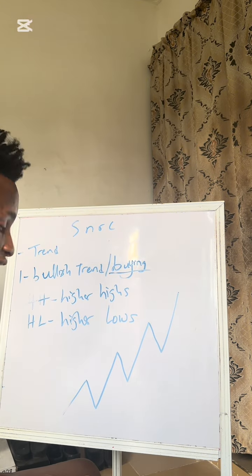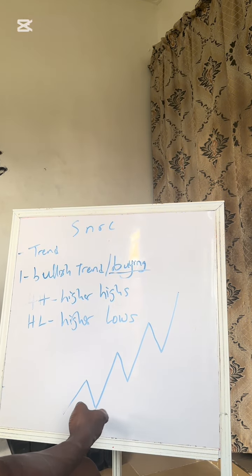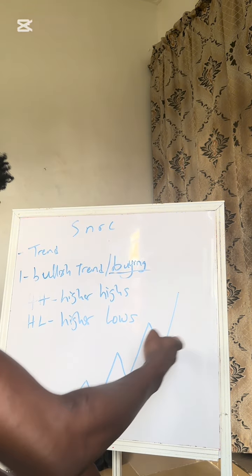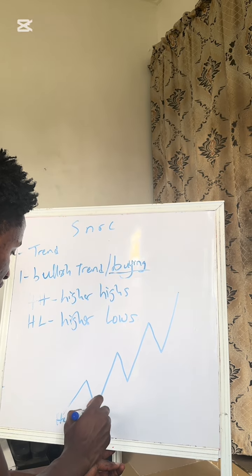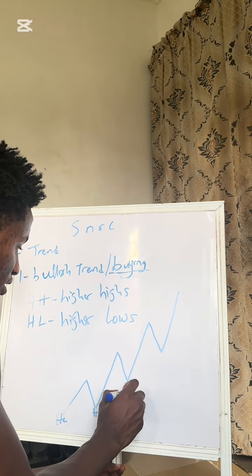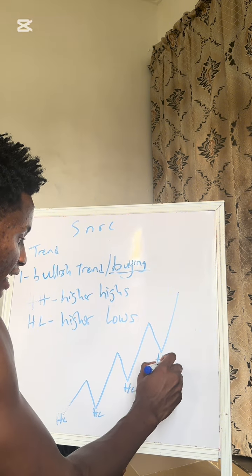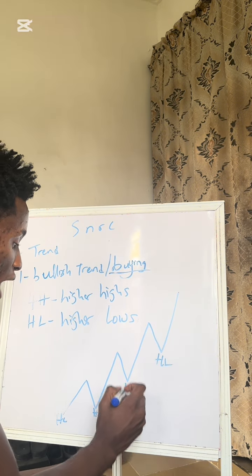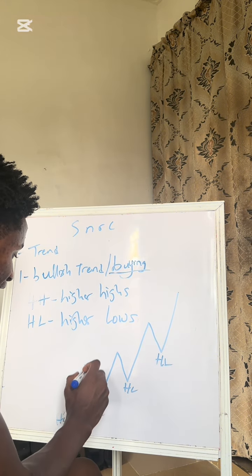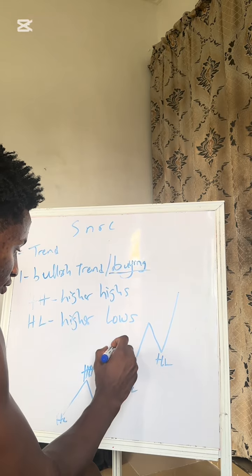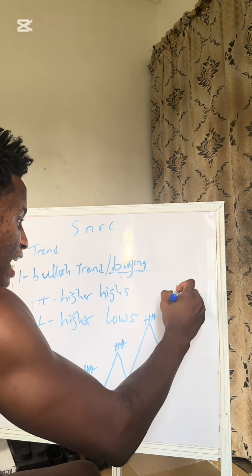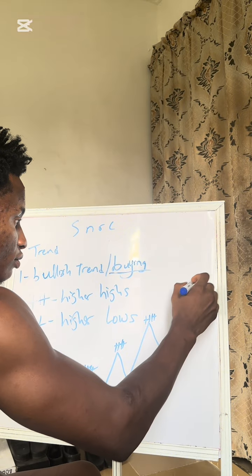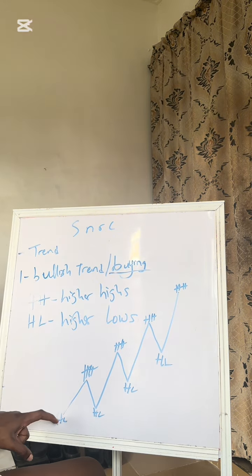When we are bullish, this is how the market tends to move. In a higher high, this here is the HL, higher low, higher low, higher low, and these are the higher highs. This here is the higher low.